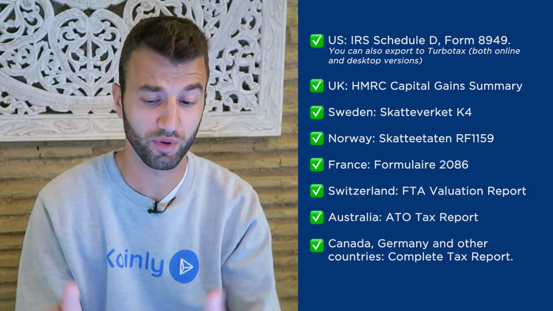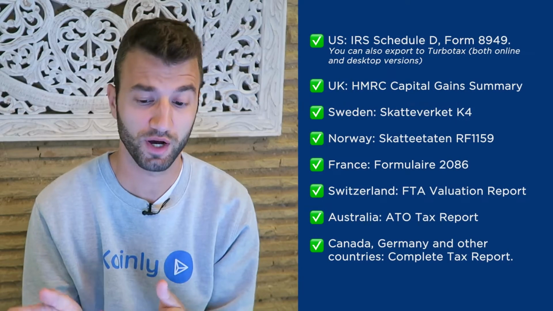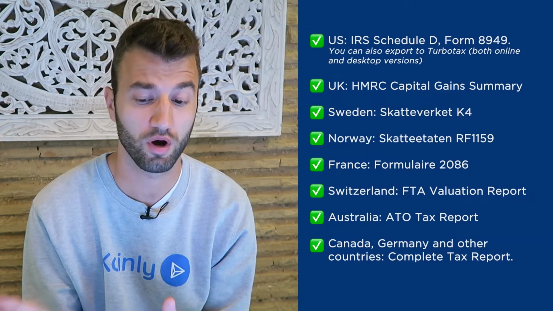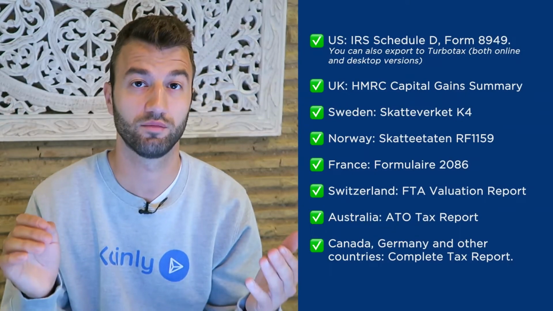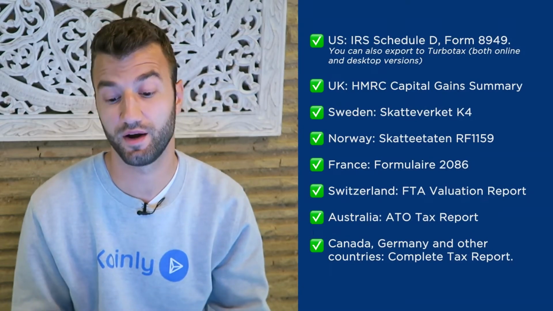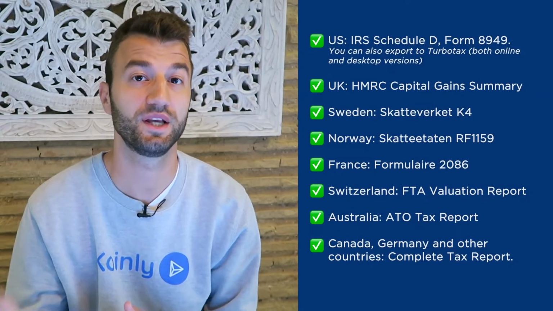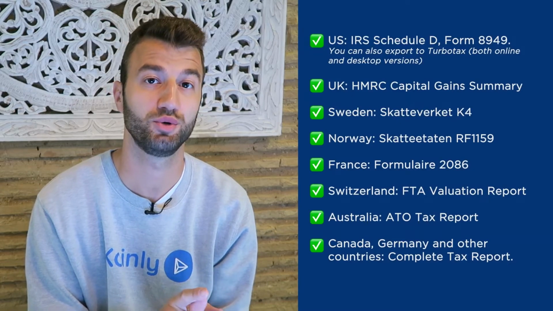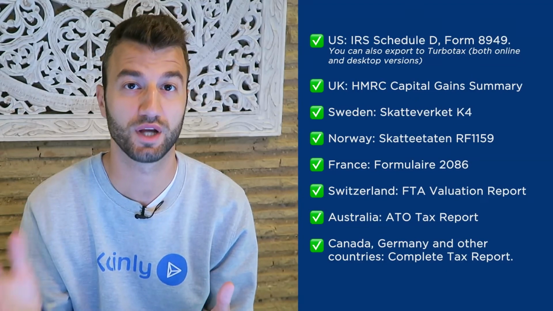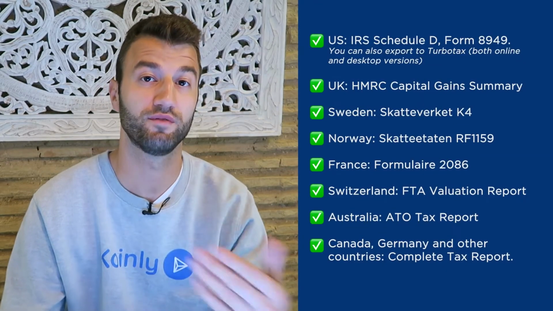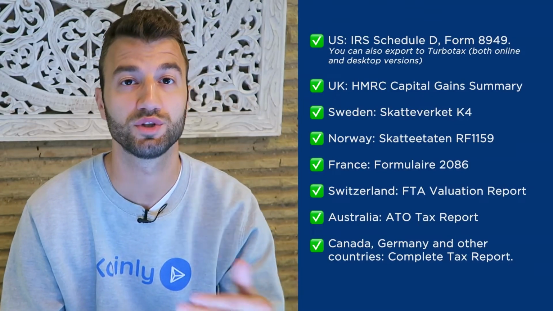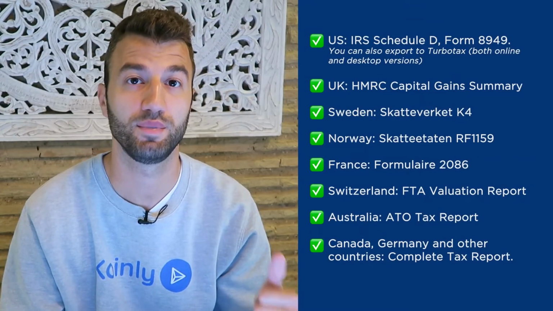And as you can see on the screen before you, we have plenty of different tax documentation. So for the US, we have the IRS Schedule D, Form 8949. You can also export to TurboTax, both online and desktop versions. We have reports for UK, Sweden, Norway, France, Switzerland, Australia, and then lastly, Canada, Germany, and other countries. We have the complete tax report, which keep in mind is a document you can print off and give directly to an accountant, and they will combine that document with other tax documentation. Or alternatively, you can invite them to Koinly to set up their accounts firm here with us. And lastly, check your country's rules and regulations because this tax report might be deductible.